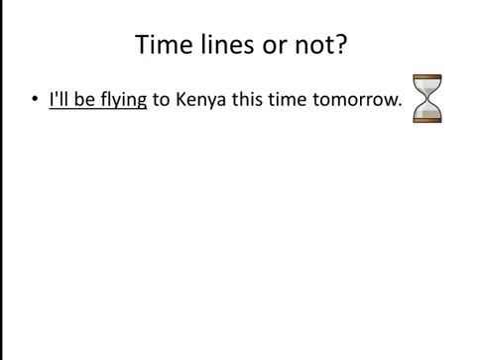Right then, let's have a look at the first one. So I'll be flying to Kenya this time tomorrow. Clearly this is what we call the future continuous. So we've got will plus the infinitive of be here and ing. So it's a continuous form because it's be doing something. So it's the future continuous. This one, yes, is helpful to have a timeline because it's definitely about something that's happening at a particular time.